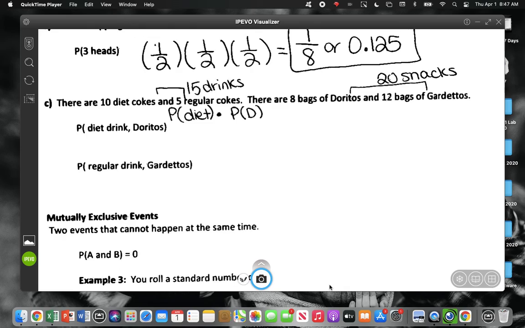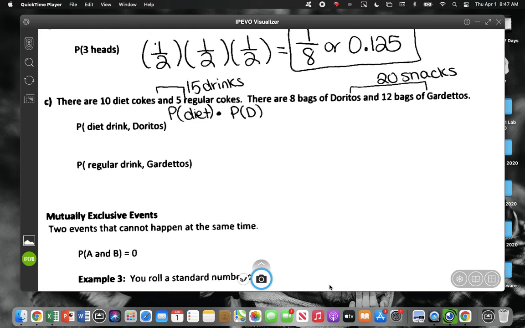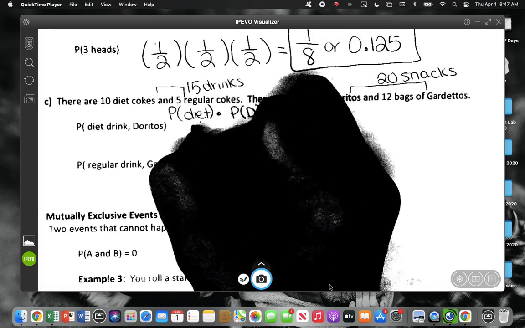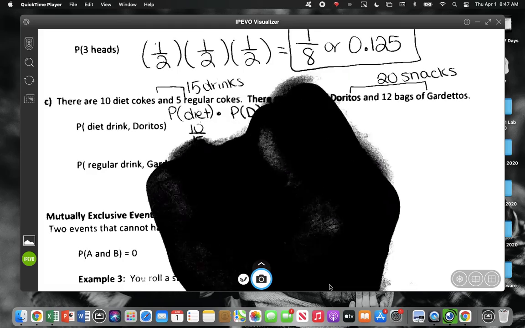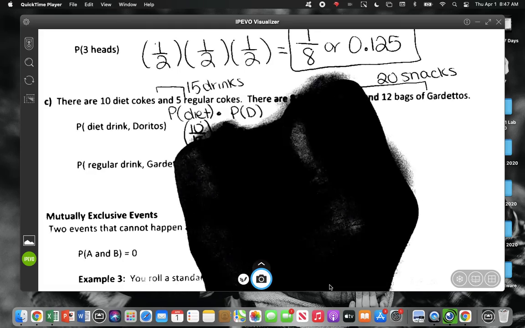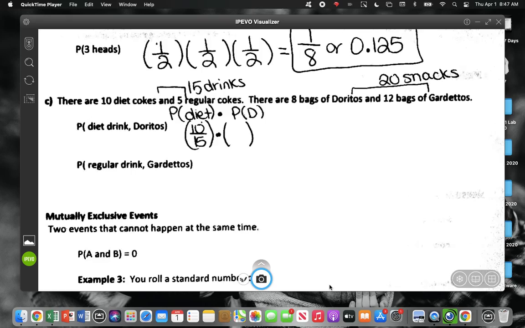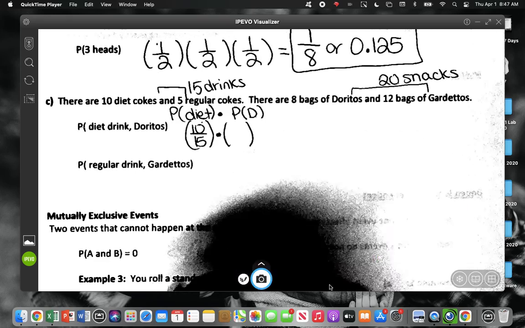All right, so probability of getting a diet drink first. How many diet drinks did I have? Out of how many? 15. All right, so the probability of getting a diet drink is 10 out of 15. And then we're going to multiply that to getting Doritos. How many Doritos bags were there? 8. Out of how many snacks? 8 out of 20.